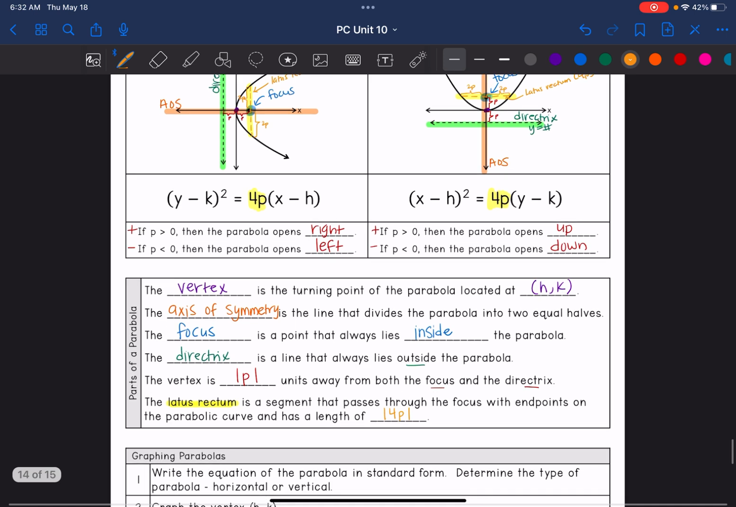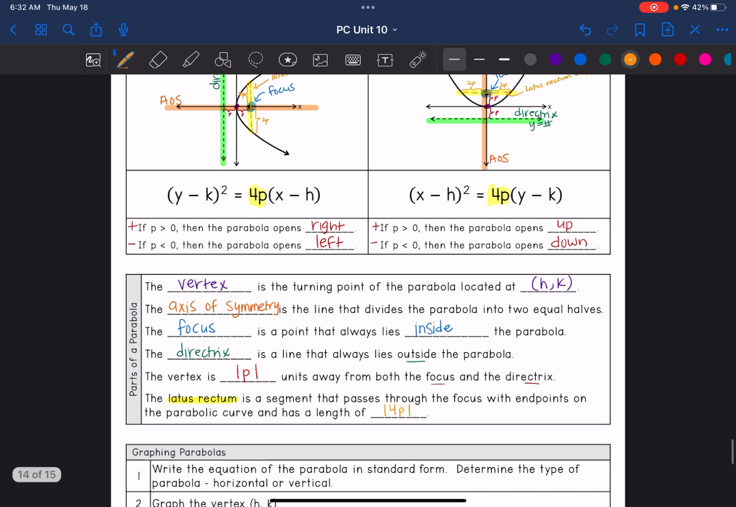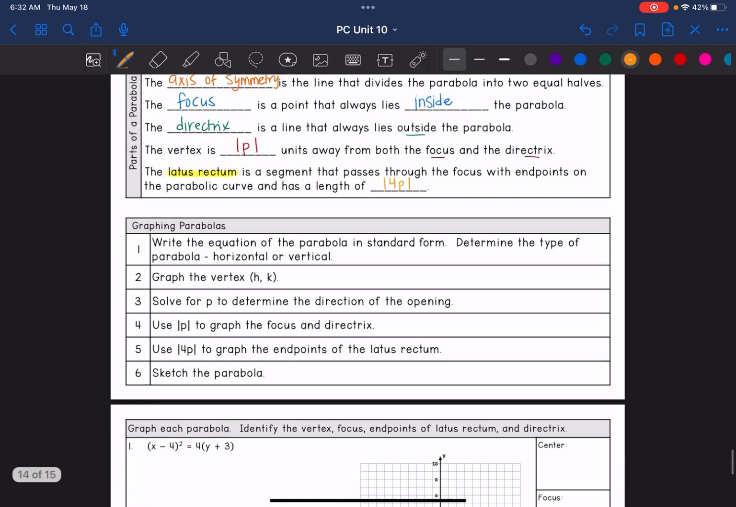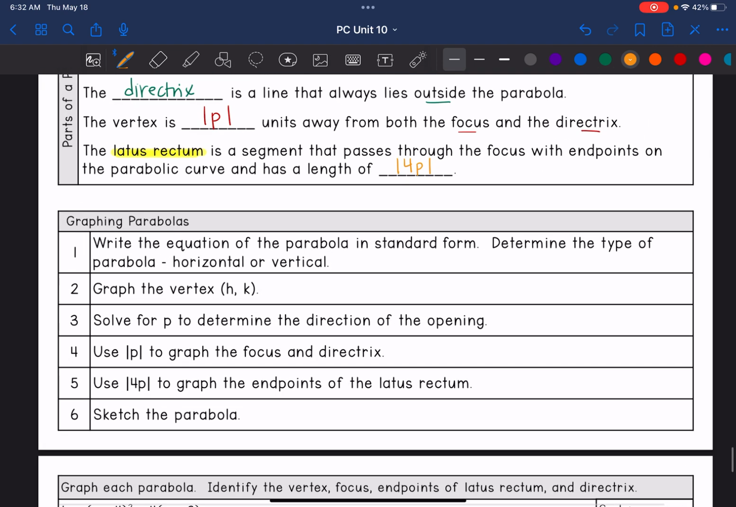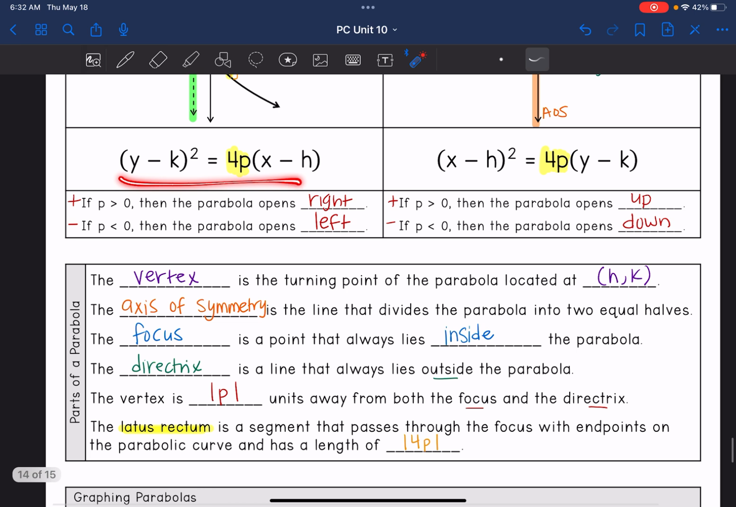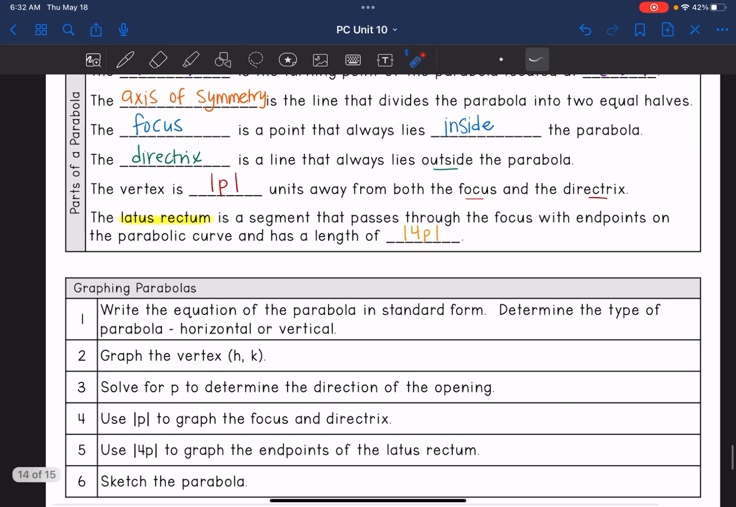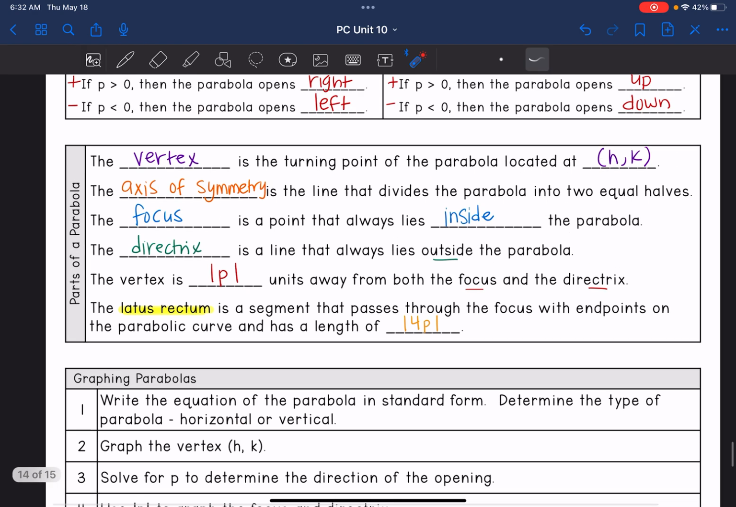Okay, so those are all the things we need to graph our parabolas here. So that's what we're going to do today. We're going to do some examples of graphing. So these are the steps that I would follow when you're graphing. Make sure that it's written in standard form. So make sure that it's written and it looks like this. And determine the type of parabola, whether it's horizontal or vertical.